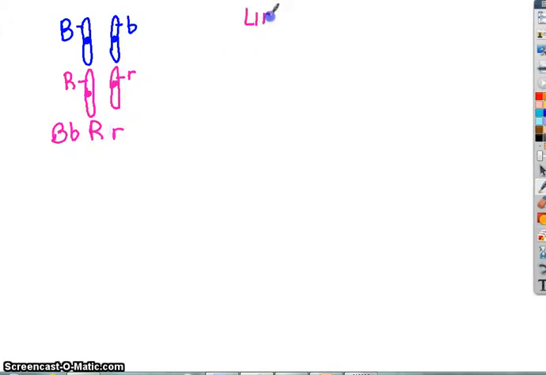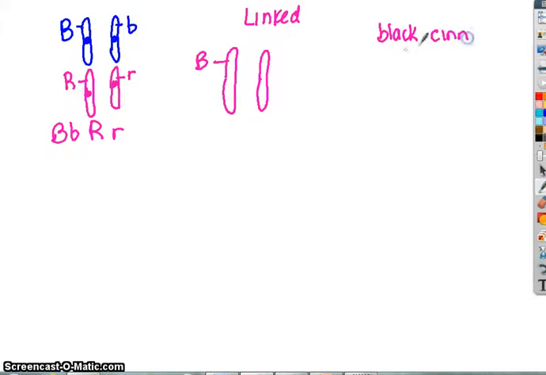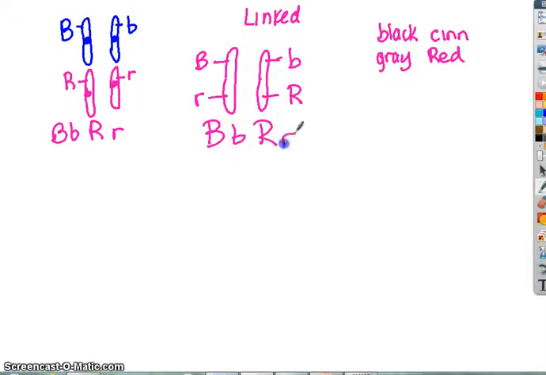Now, if they're linked, that means they're on the same chromosome. So you would still have the same thing, but if you notice the data, and I don't have it in front of me right now, almost everybody came out either black with cinnabar eyes or gray with red eyes. So if black and cinnabar eyes were on one chromosome and gray with red eyes were on the other chromosome, you would still be big B, big R, little r.